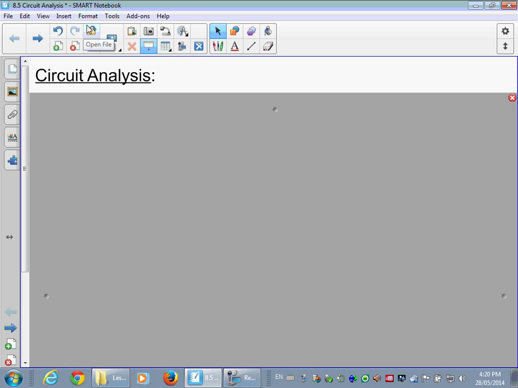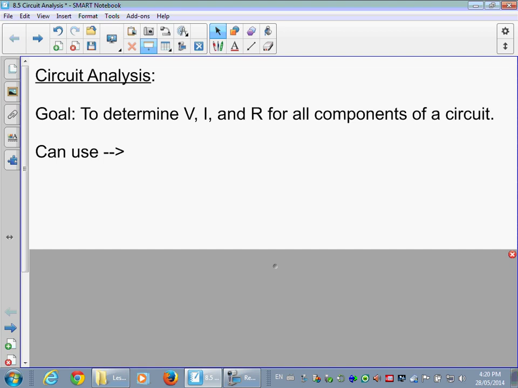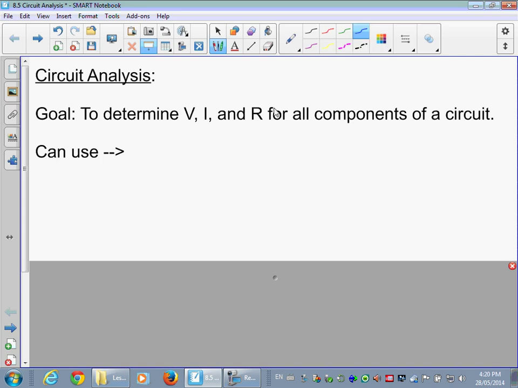In today's lesson we're going to do what we call circuit analysis, and we're going to put all of those things together, and the goal will be to determine what the voltage, current, and resistance are for all components in a circuit. So how can we go about doing this? Well, like I said before, we can use all the tools we have at our disposal.